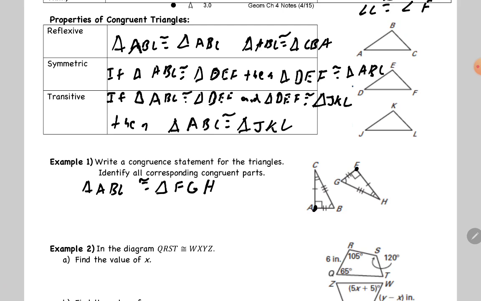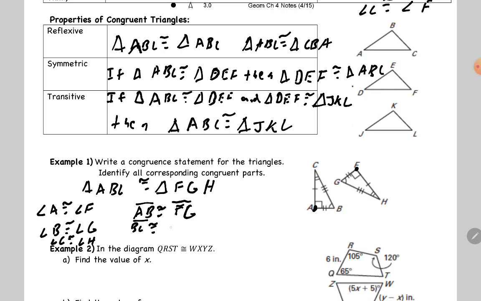Okay. And then we gotta write all the corresponding parts. So angle A is congruent to angle F. Angle B is congruent to angle G. Angle C is congruent to angle H. And then we got the sides. AB is congruent to the segment FG. So don't forget the bars above there. BC is congruent to GH.